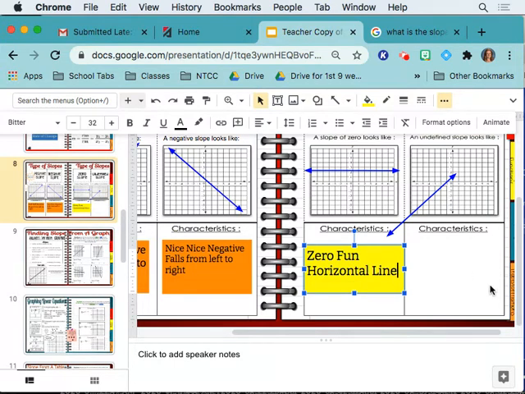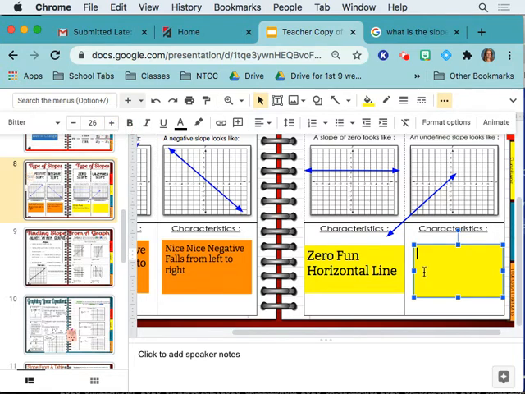Like the difference between horizontal and vertical. Horizon. The sun comes up over the horizon. That's how I remember it. I did not know that's where that word came from.